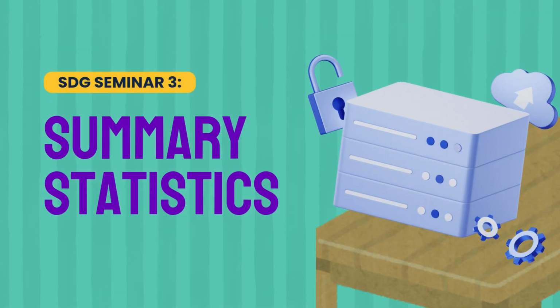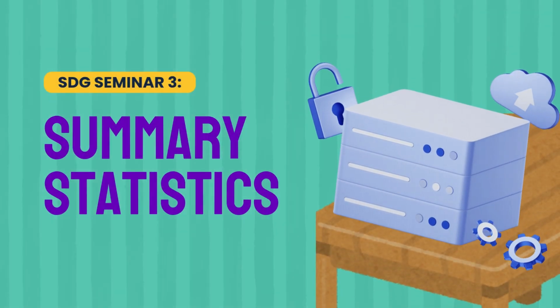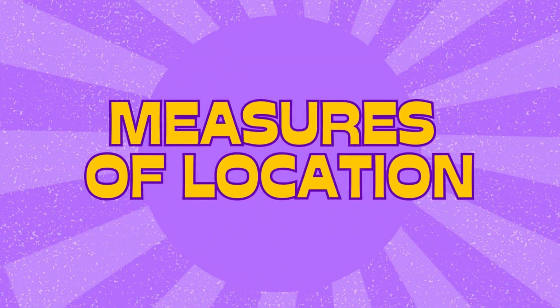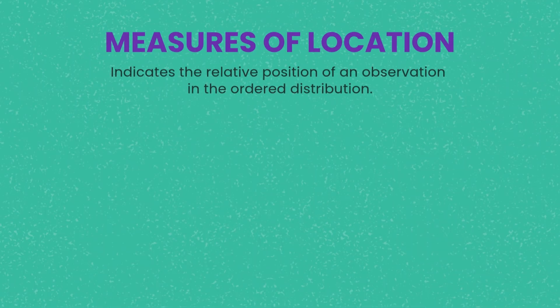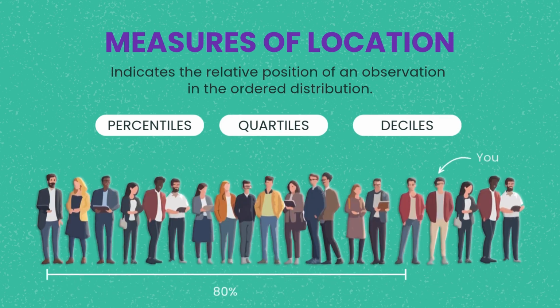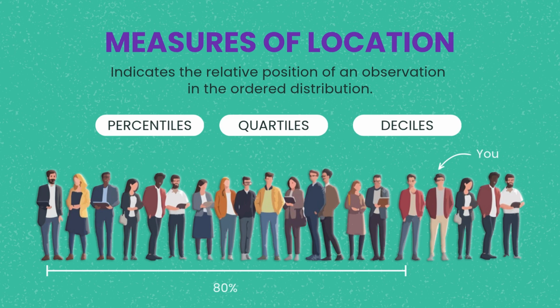Summary statistics. Measures of location. After our discussion on the measures of central tendency, we will now go to the measures of location. The measures of location include the median, as we have learned a while ago, percentile, quartiles, and deciles. And what do they do?